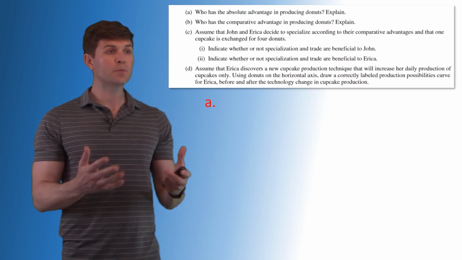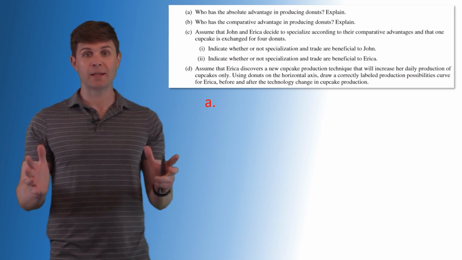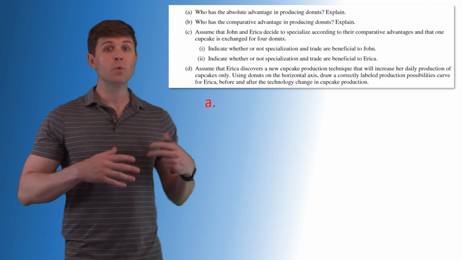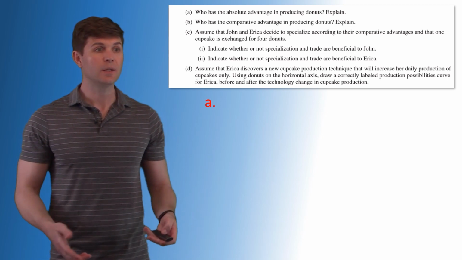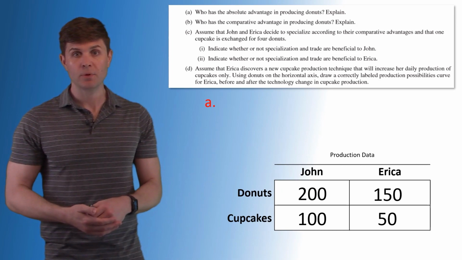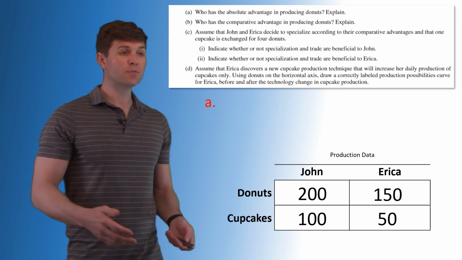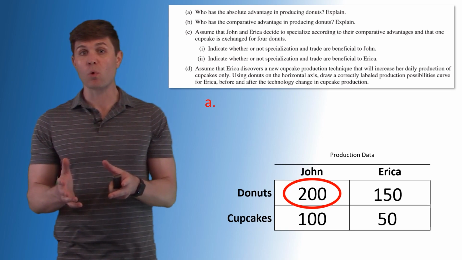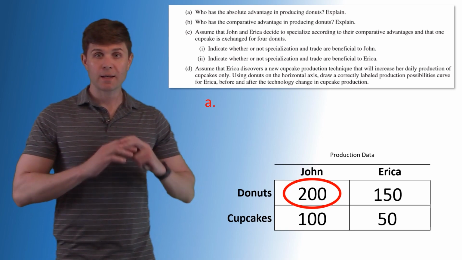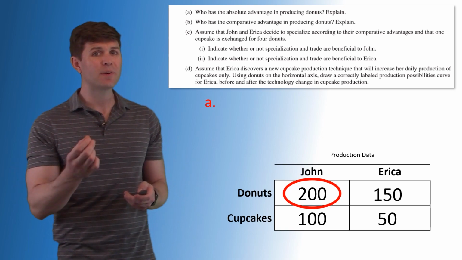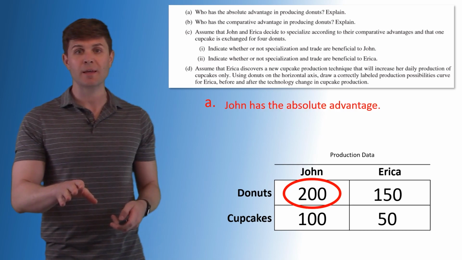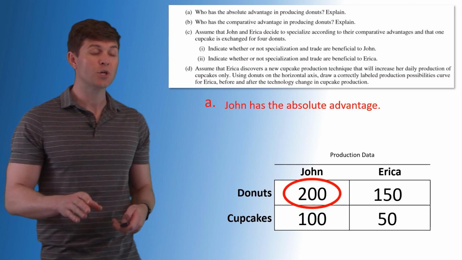All right, so the next part has us actually answering these questions. So the first thing, who has the absolute advantage, and explain. So we need the production table. We need to look at this. And we can see from this that John can produce more donuts than Erica given the same resources. And that's very key for this answer. John has the absolute advantage.